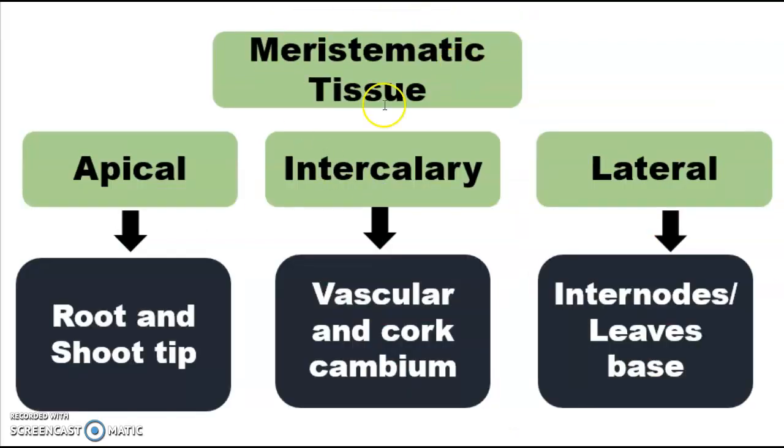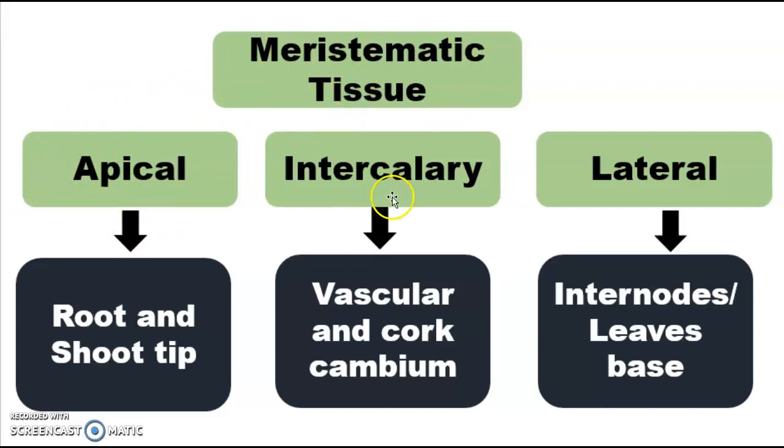So what is meristematic tissues? Meristematic tissues, or simply we can say meristems, are the tissue in which the cell remain forever young. Why they are young? Because they are actively dividing cell. They continuously divide throughout the life of the plant. Now, depending upon the location of meristematic tissue, they are divided into three categories.